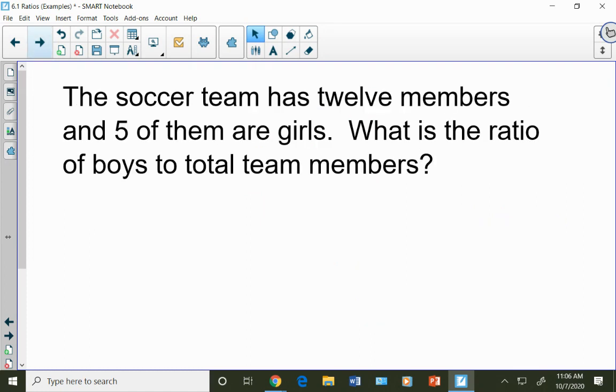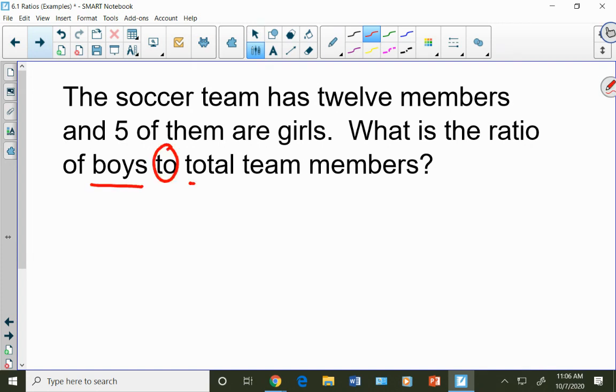Okay, here's another problem. The soccer team has 12 members, and 5 of them are girls. What is the ratio of boys to total team members? Okay, well, the most important part is the question. What is the ratio of boys to total team members? So what comes first in the relationship? Boys. So we have to do boys first. Well, Mr. Renfro, in this information up here, it doesn't say anything about boys. But it says 5 of them are girls, and there's 12 members on the team.